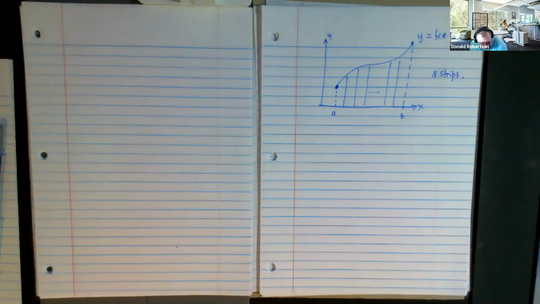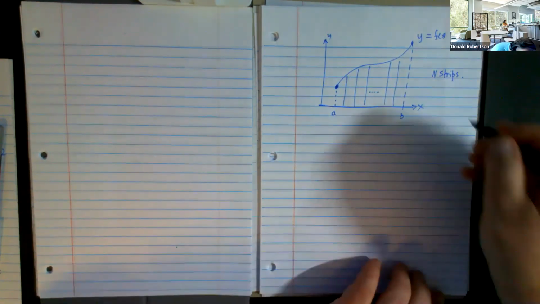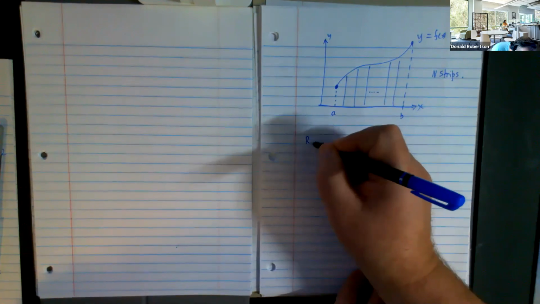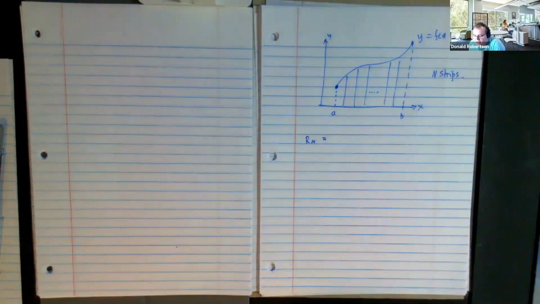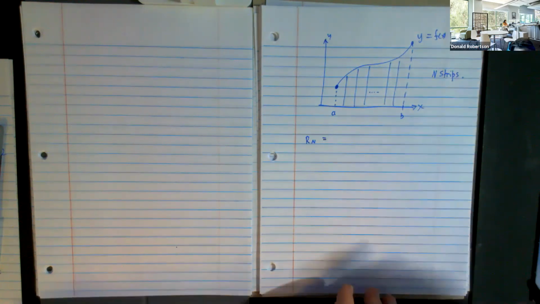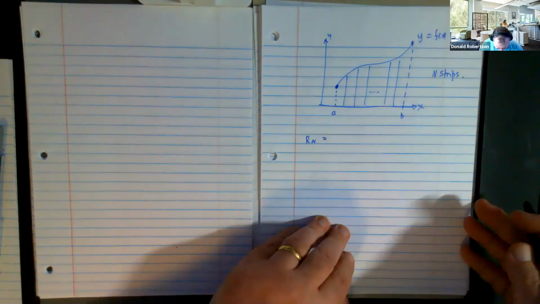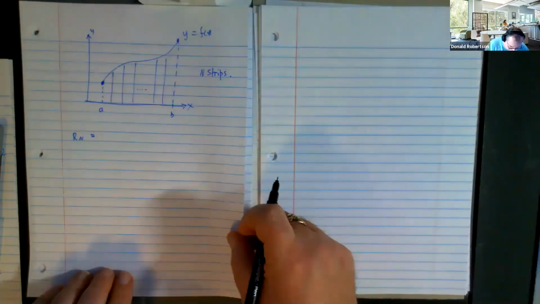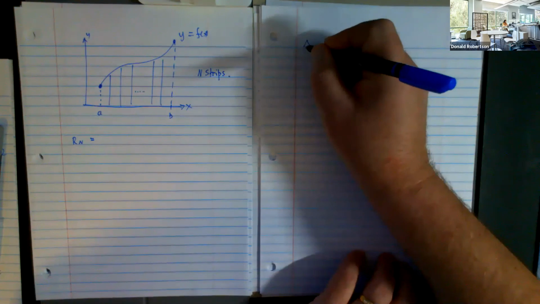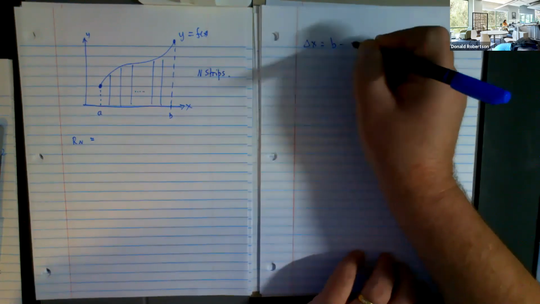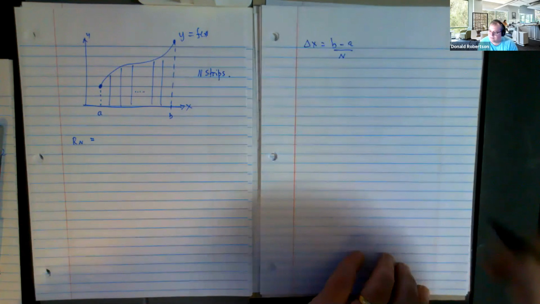And we are going to write down a formula for calculating what Rn would be, where n could be 200 strips or 4,000 strips, right? Just a general n, no numbers anywhere. That's what's going to make this awkward. Okay. So if you were going to take this information and imagine that it was numbers, wouldn't delta x be b minus a over n? Agreed?